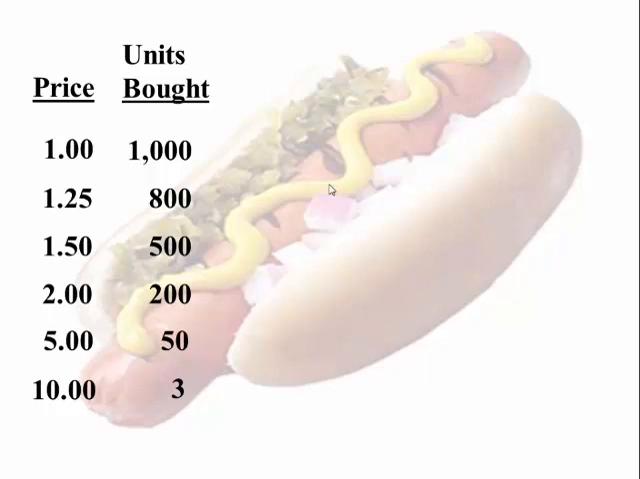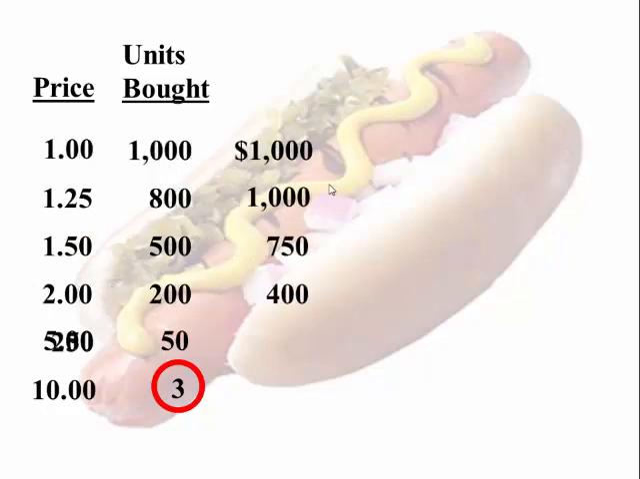Well, let me help you out. You definitely wouldn't sell at $10 because only three people would buy because maybe they wanted to show off to their friend that they have money in their pocket. Maybe they're really hungry. But let's multiply these numbers now. You get 1,000, 1,000, 750, 400, 250, and 30. So how much would you sell the hot dogs for? And many of you are going to say $1.25.